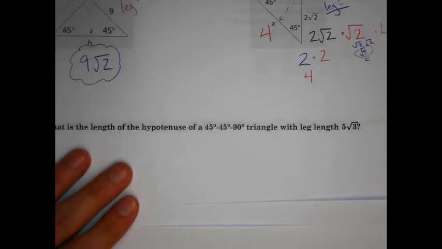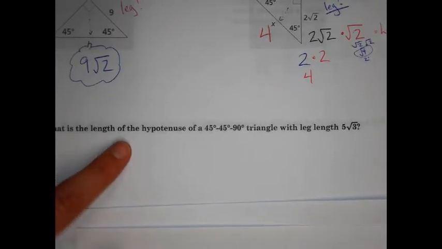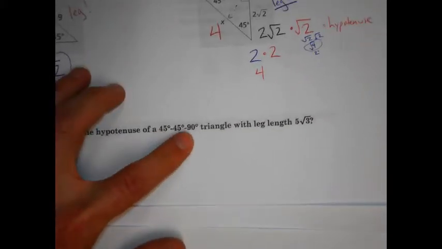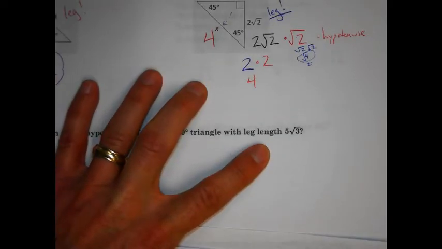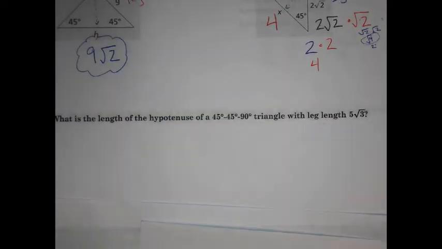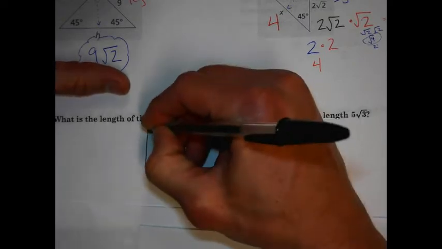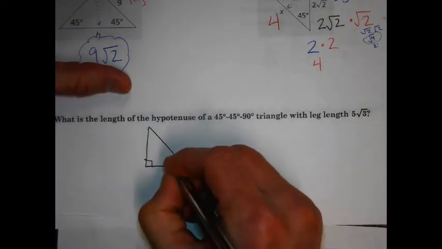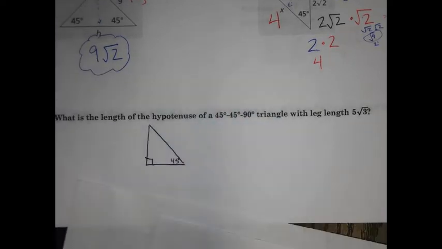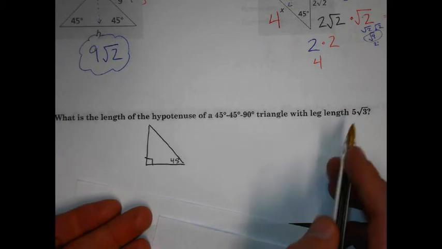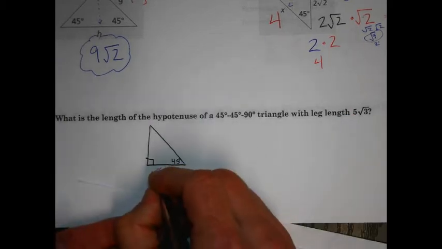Another example. Here's the question: what is the length of the hypotenuse of a 45-45-90 triangle with a leg length of 5 root 3? Okay, so what's going on? If you don't know, draw a picture. Right angle, 45, 45, 90. So there's our picture. The leg length is 5 root 3, so let's label one of the legs 5 root 3.